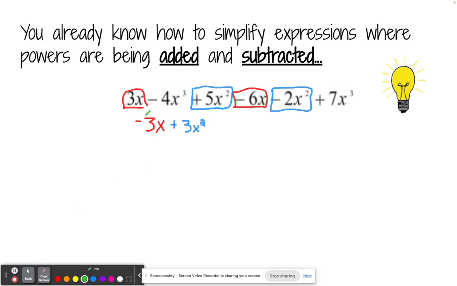And lastly, I have negative 4x to the third power and a positive 7x to the third power. Again, I can combine those because they have the same base raised to the same power, and I end up with a positive 3x to the third power. Now I cannot add my negative 3x, my 3x to the second power, and 3x to the third power because these are not like terms, because they're not raised to the same power.